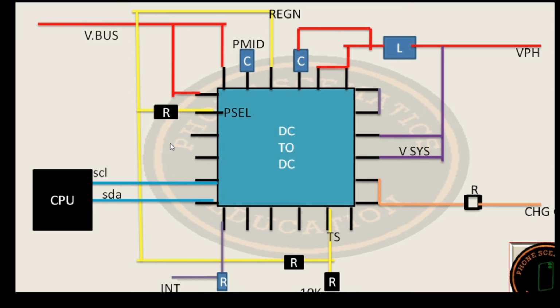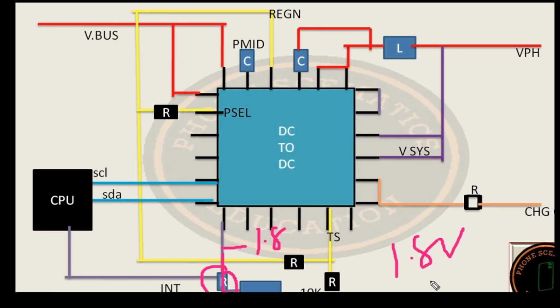Next, pin number 7, the INT line. You can see here INT means interrupt. This line is connected with the CPU, right? Also, this line gets 1.8 voltage from the power IC, connected with a pull-up resistance, this resistance, right? On this line you get 1.8 voltage from the power IC, and the other side is connected to the CPU, right?